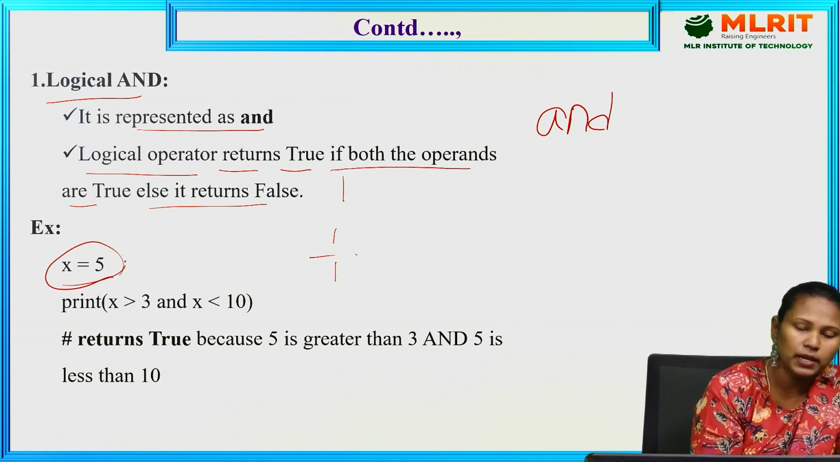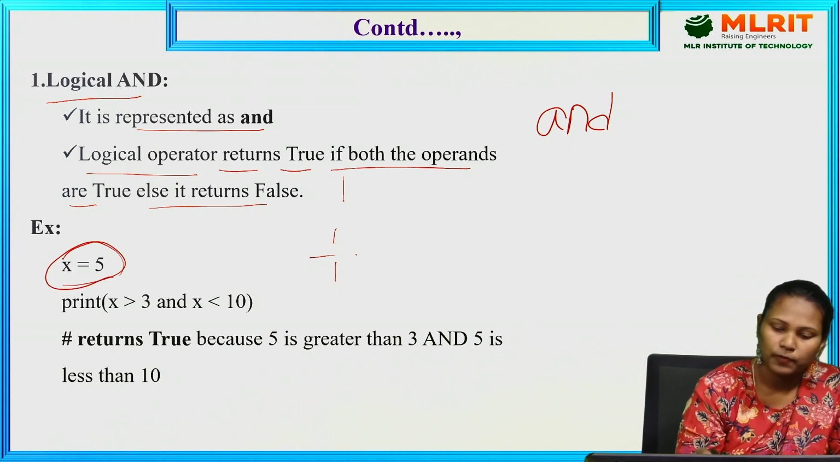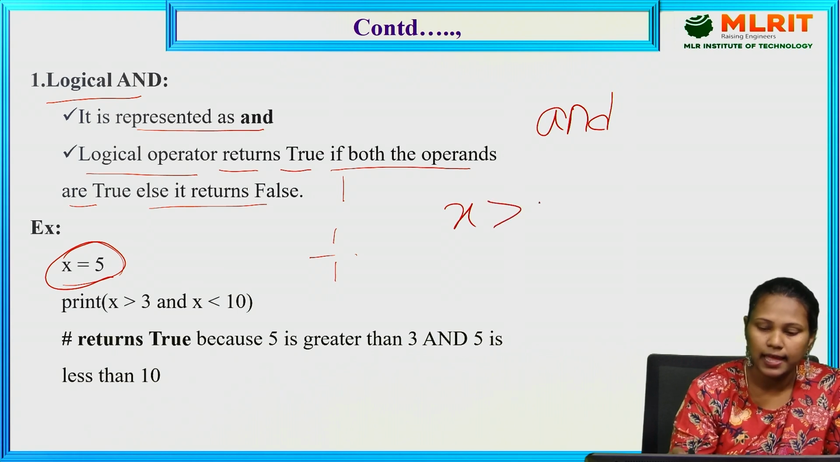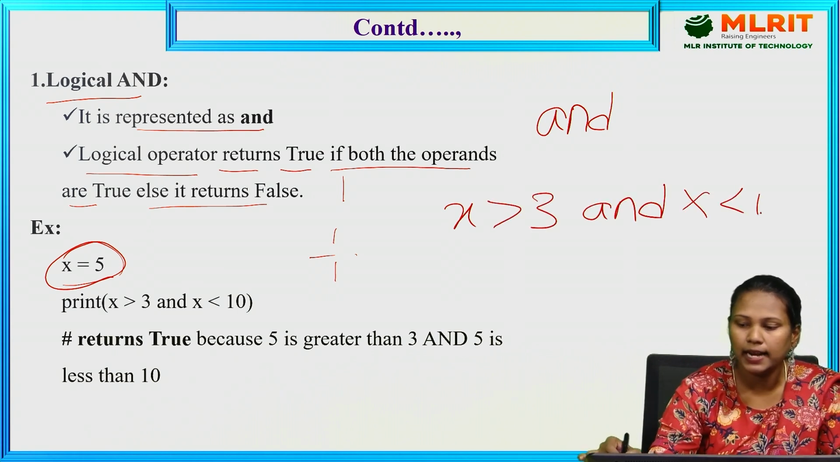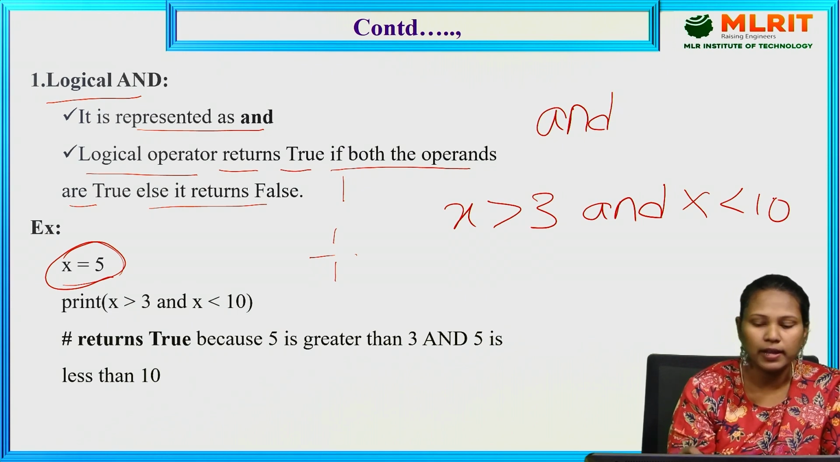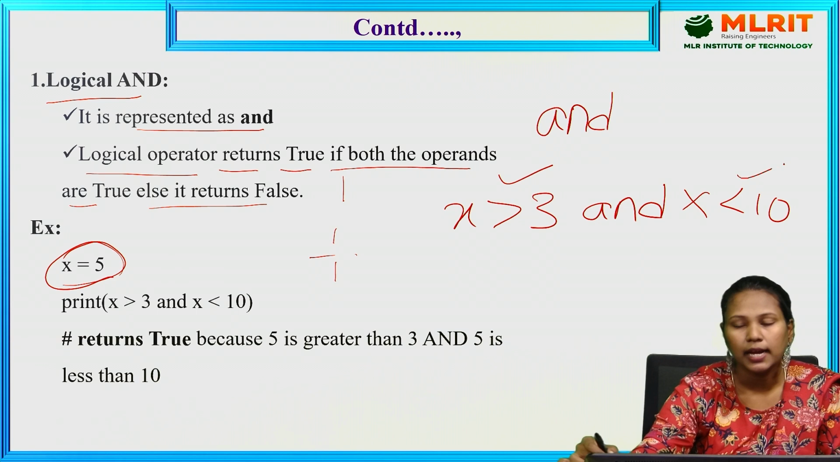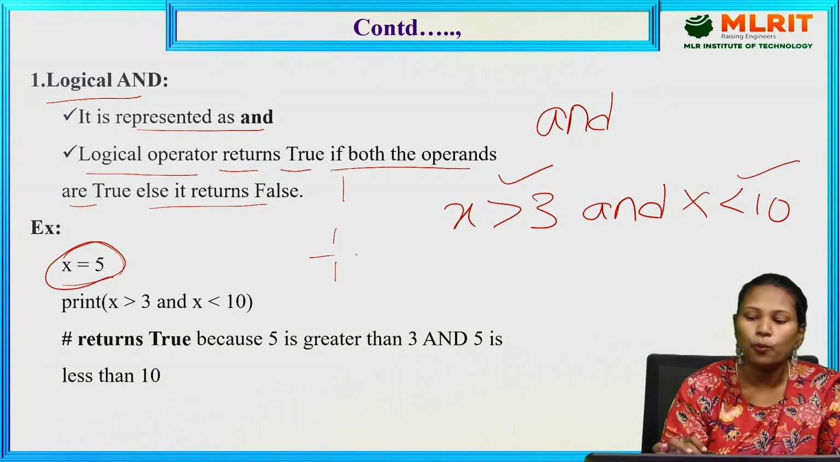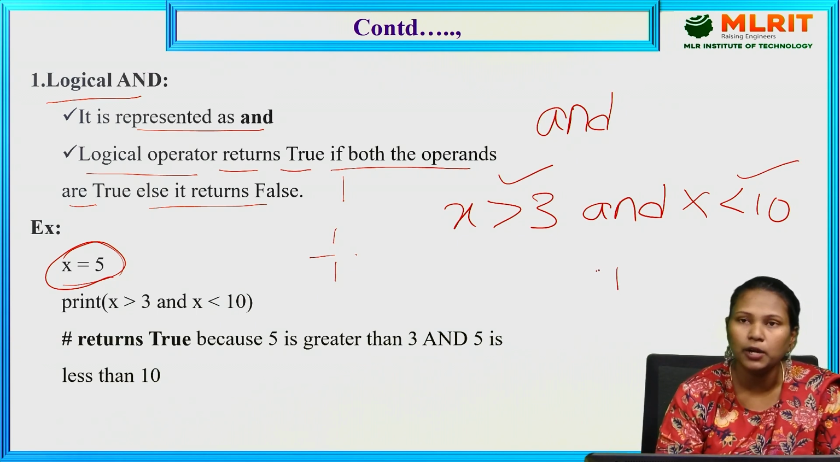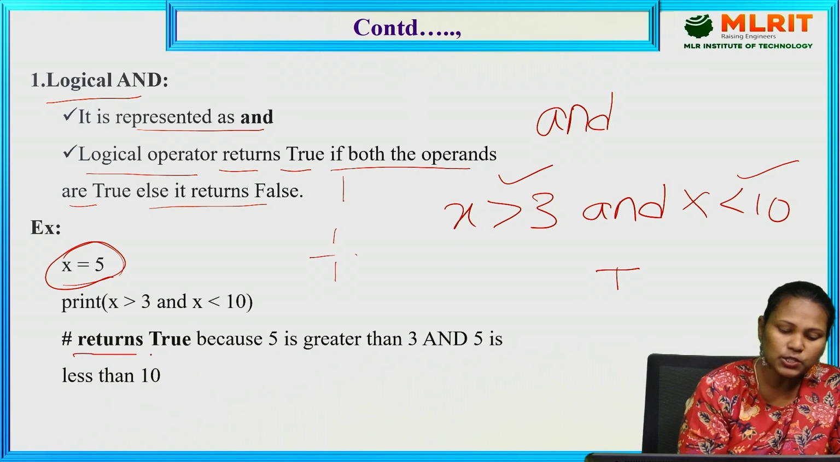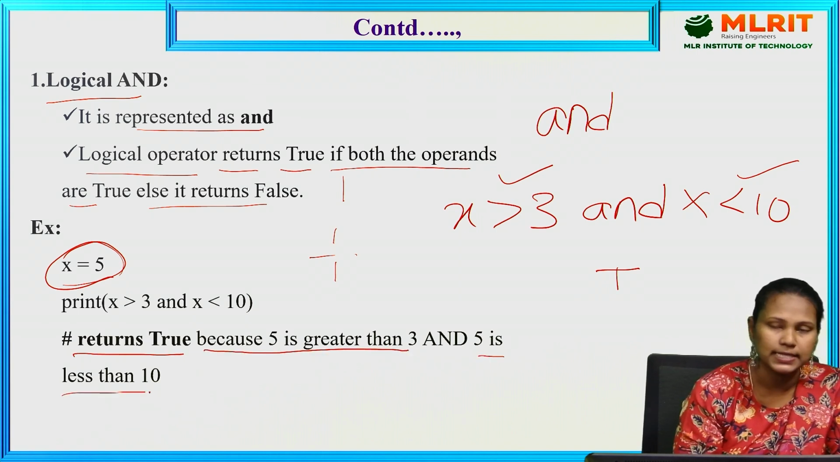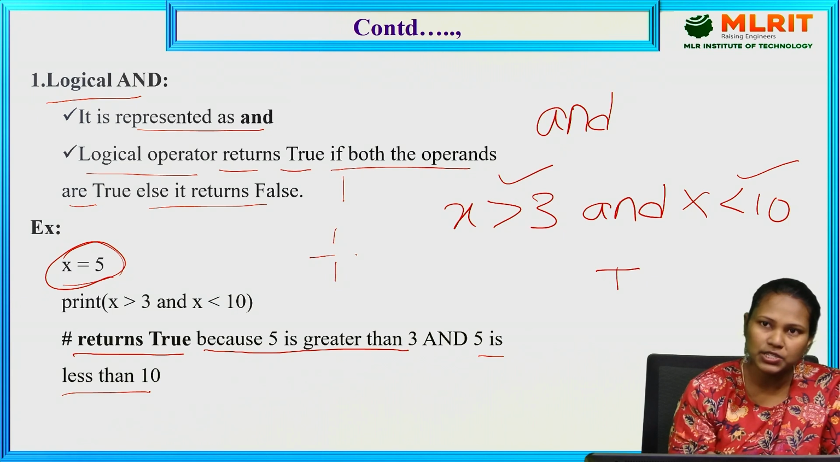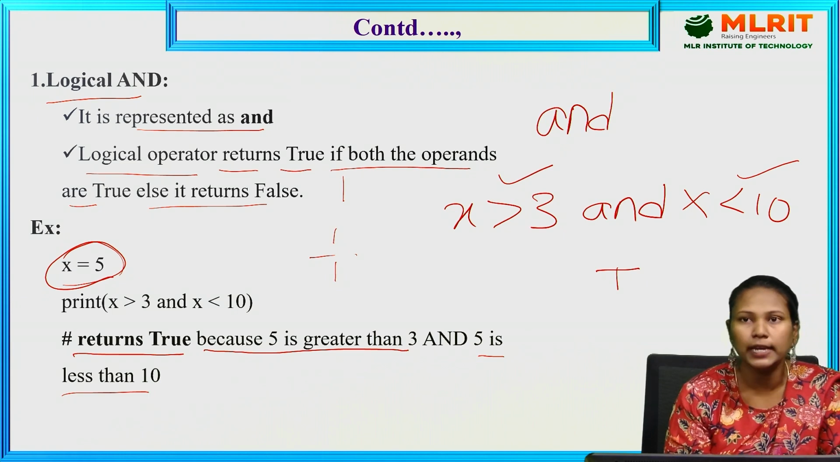One example: x is equal to 5. x greater than 3 and x less than 10. 5 greater than 3, the condition is true. 5 less than 10, the condition is true. True and true will be true only. So, it returns true because 5 is greater than 3 and 5 is less than 10. If both the statements are true, it will be true.